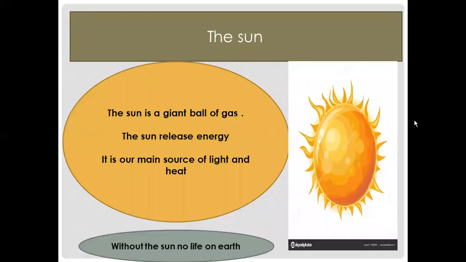The sun, the first star, is a giant ball of gas. This is the first part of the solar system. And you should understand one very important point in this lesson about the sun. The sun is the main source of light and heat energy. So listen to me for this point. The sun is a star, a giant ball of gas, that means the major source of light and heat energy on the Earth. So without the sun, no life on the Earth.